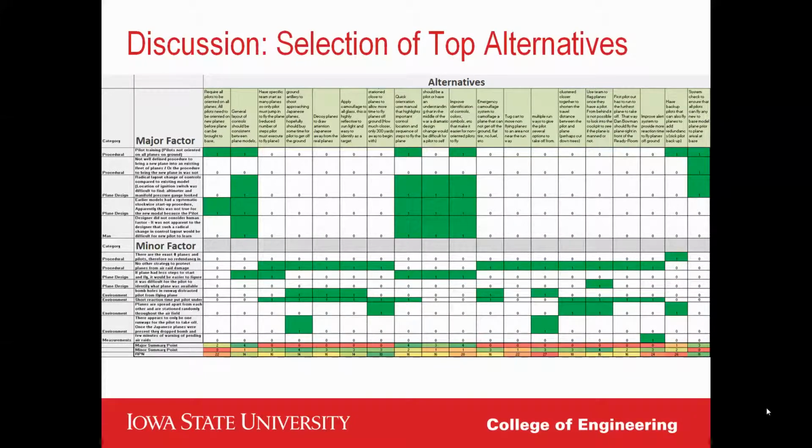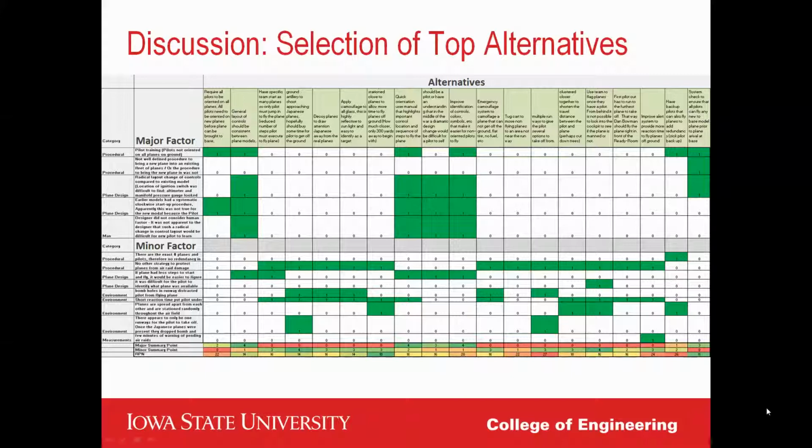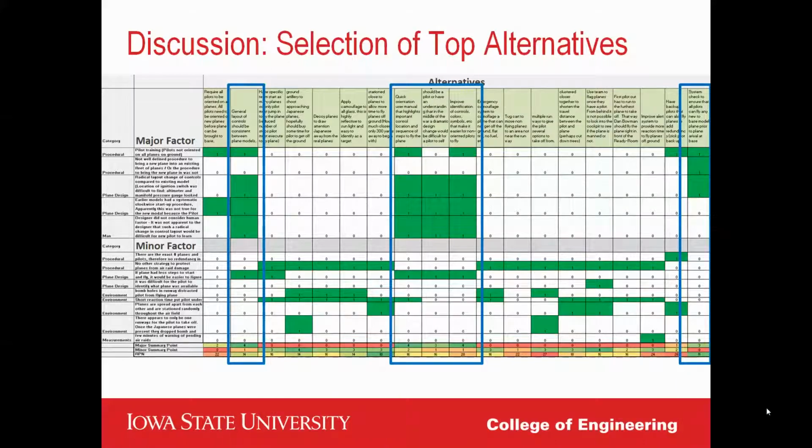As a step 5, we then copied over the ranking priority number that we identified on the previous slide per each alternative at the very bottom here. With this information, this helped us identify our top alternatives. So from the graph shows, it's pretty obvious from a visual perspective that there's 5 major alternatives that seem to address the majority of our major factors fairly well.